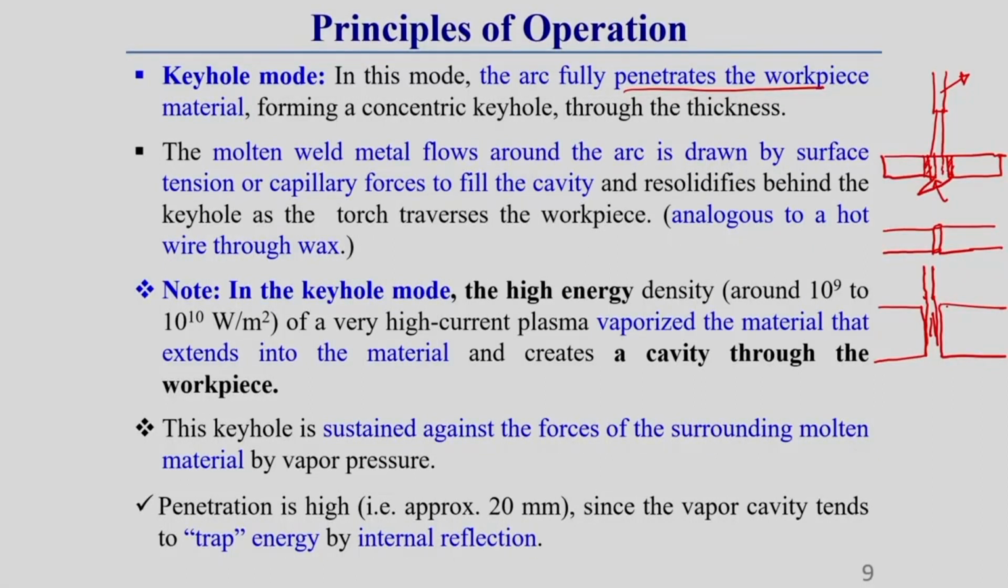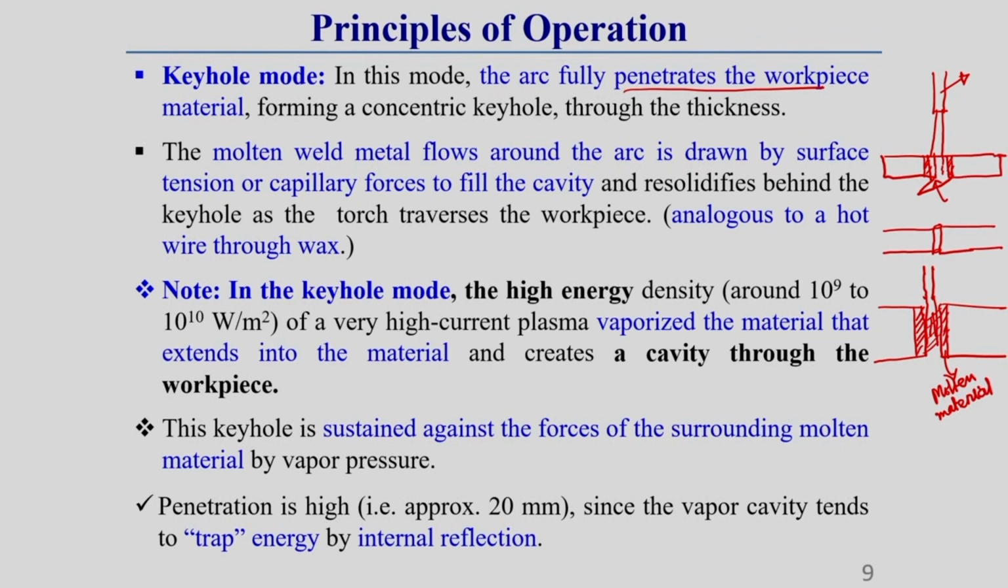Once the arc moves from this region, surrounding the keyhole there is a molten weld pool, that means molten material all around. Once the arc goes in the front direction, along the welding direction, this molten material fills this gap by an action called capillary action. Once it fills the gap, as the arc is already moving away from this region, it starts cooling and solidifies, and welding is done.